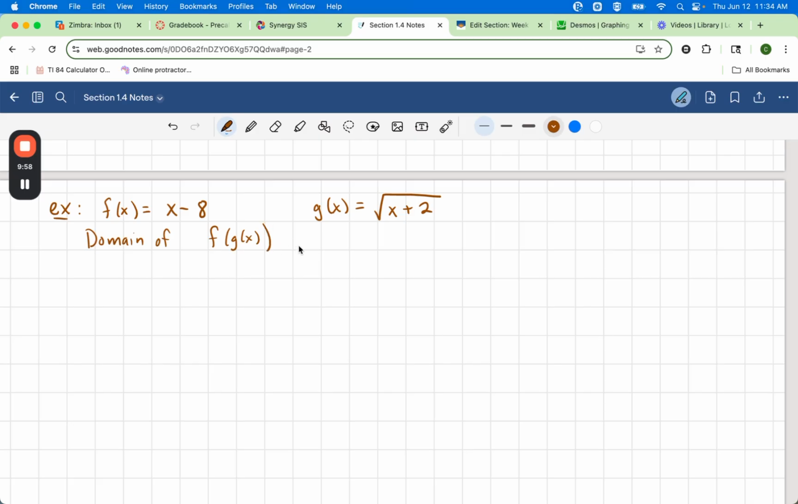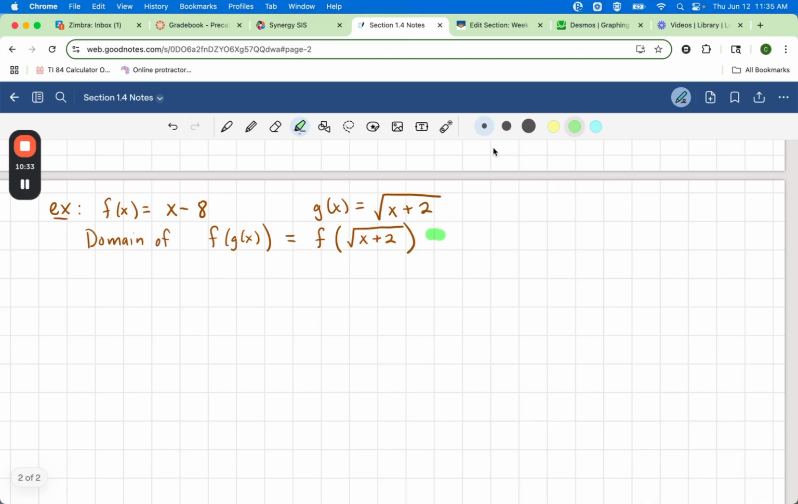Alrighty, so the very first thing we should do to find the domain of f of g of x is to actually figure out what f of g of x is. All right, so f of g of x is going to be f evaluated at radical x plus 2. Basically, that means I'm going to plug radical x plus 2 in for the x in the f function, right?